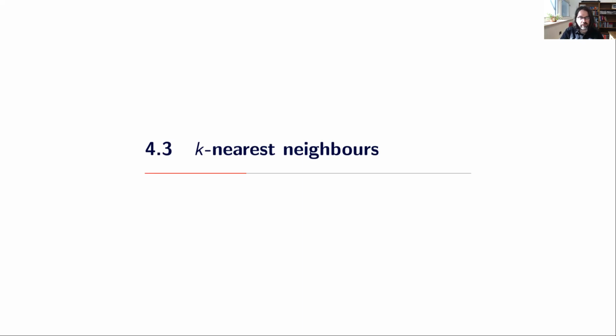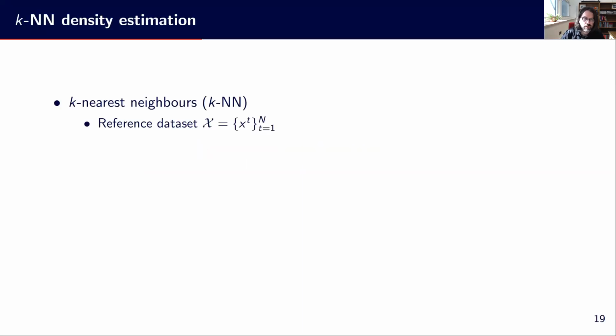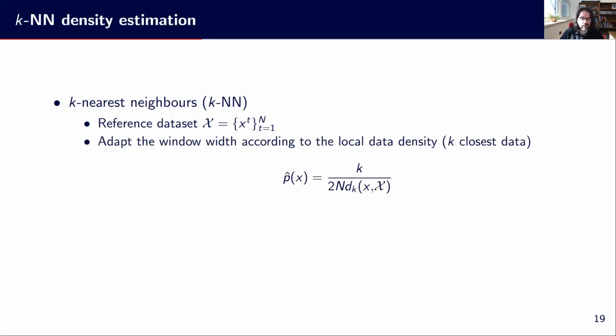Let's now look at k-nearest neighbors. So k-nearest neighbors consists in having a reference data set. Similarly to a histogram or kernel density estimation, we have some data set of n samples, and we want, for example, to make density estimation by looking at the samples that are close. More specifically, looking at the k closest samples from our data set to the x point that we care about.